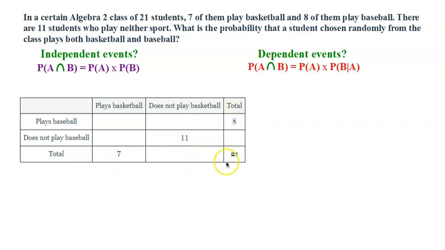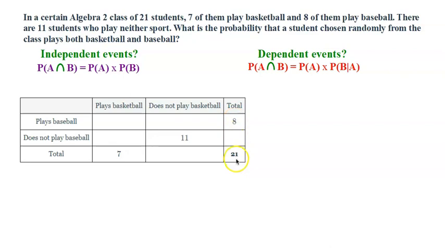So we know we have a total of 21 students. We know 7 of them play basketball. We don't know if they play baseball or not. We know that 8 of them play baseball. We don't know if they play basketball or not. And we know that 11 of them don't play anything. Now what we're going to do is fill in the rest of this table. All right. So let's see here.